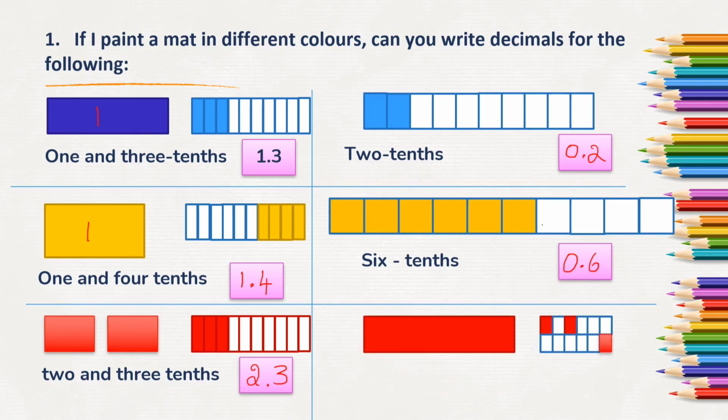Next, one whole. One whole is considered here and then out of 10 parts only 3 parts are considered. Again you will write it as 1 and 3 tenths. 1 whole and 3 tenths. This is how we can write the decimal for the given parts.